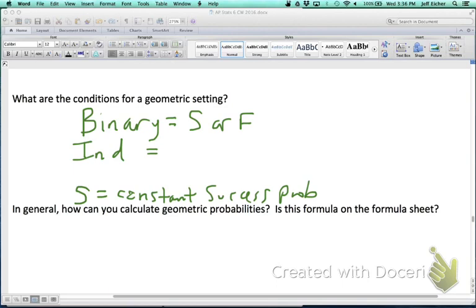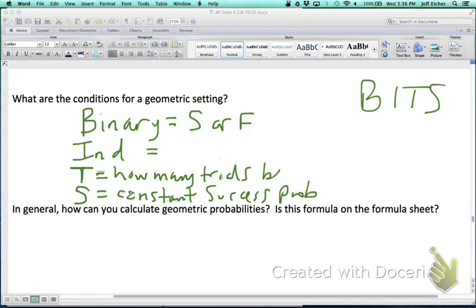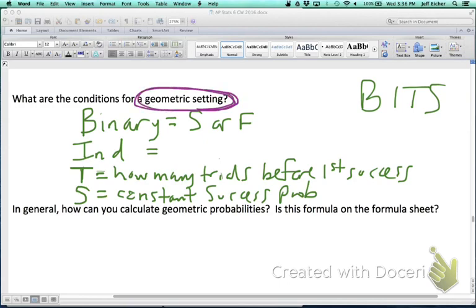But it's not bins because there is no n, no fixed number of trials. So instead, we just do t, and we call it bits. Chomping at the bits. So we just need to know if the question is asking how many trials before the first success. That's really the main indicator that it's a geometric setting and not a binomial setting. So before the first success.